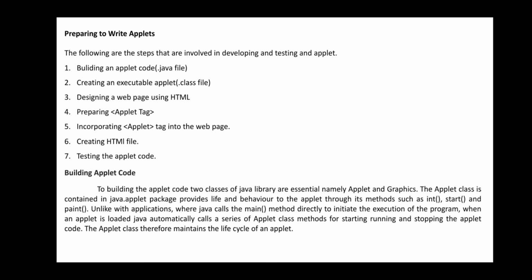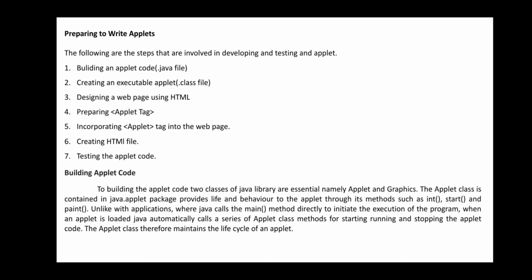Preparation of applets is writing an applet within the Java programming language. The following are the steps involved in developing and testing the applet. First, you write the applet code program and save it as a .java file. Then, when you compile that file, you get a .class file. After compiling the class file, you write an HTML page. Within that HTML page, you incorporate the applet tag and name the file.